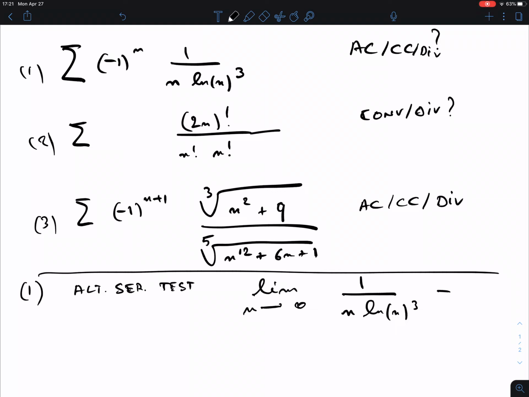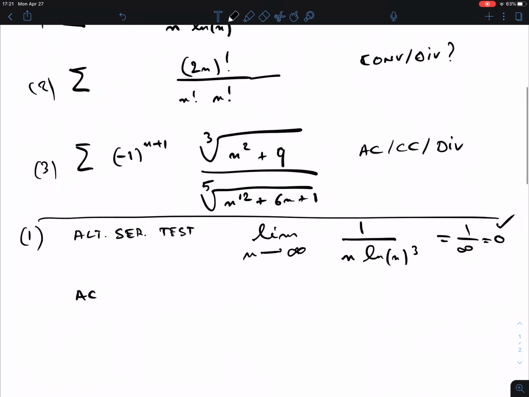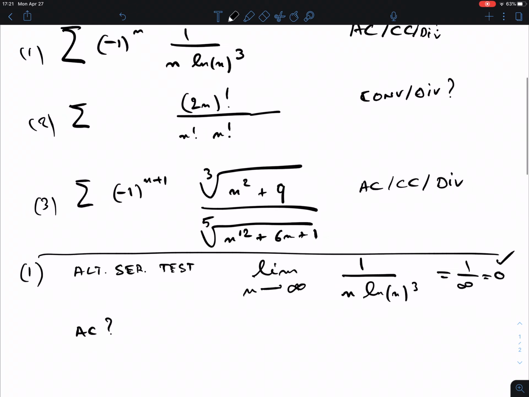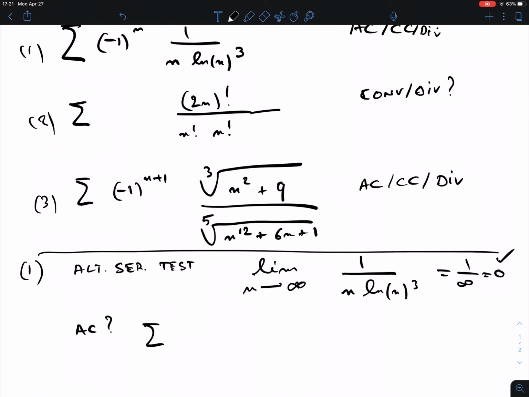Now, this is extremely simple because it's 1 over infinity, so you get 0. Sometimes these limits might involve L'Hopital or something like that. Okay, so this means already that we have convergence, but we don't know yet about absolute convergence. So now for absolute convergence, that means we look at the series 1 over n ln cubed.